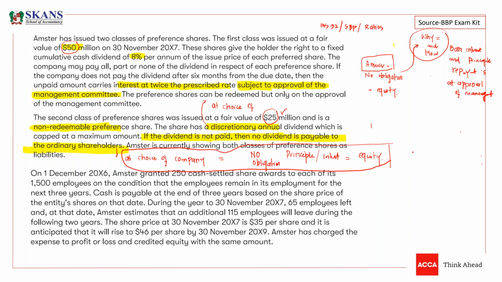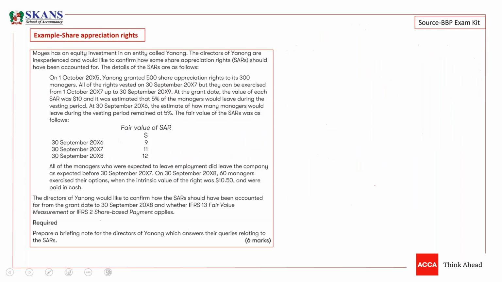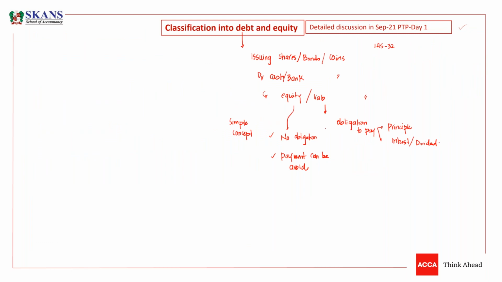Then if you have some time, you can write the basic classification criteria. You need to classify based on obligation. If there is no obligation to pay, then it means it is equity. If there is an obligation to pay, then it means it is a liability. At least you can write this criteria.